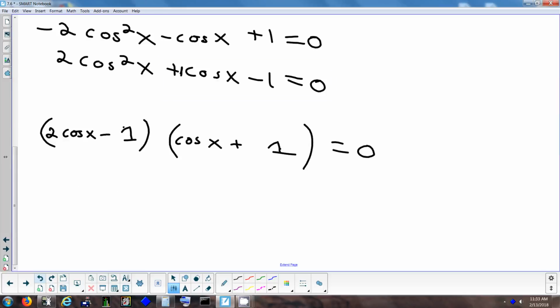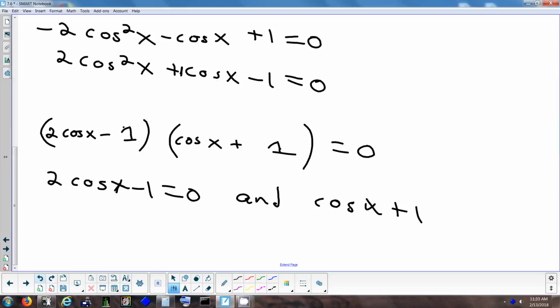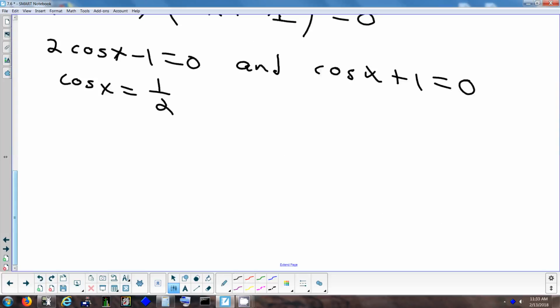Okay. What do I do with each of those? Set them each equal to 0. Let's see. So what would I have to do to move the 1 and the 2 to the other side? Add the 1 and divide by 2. So add the 1, divide by 2. Okay, any question on that stuff?